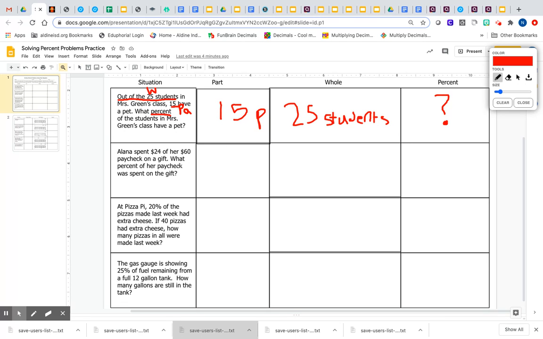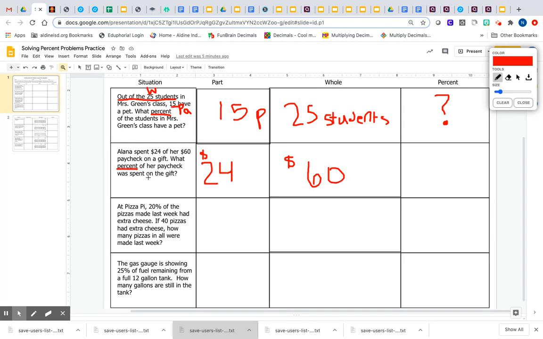So I'm going to do one more just to make sure we understand. So Alana spent $24 of her $60 paycheck on a gift. So what percent of her paycheck was spent? Okay. So that lets me know that Alana has $24 of her $60. So it's like a fraction because every time we say a fraction, we say out of. So she has $60 in total. So that's her whole. And she spent only $24 of it.